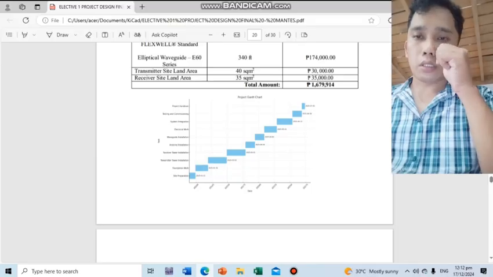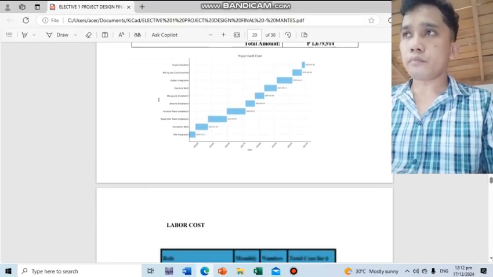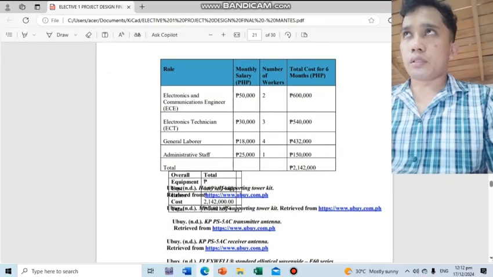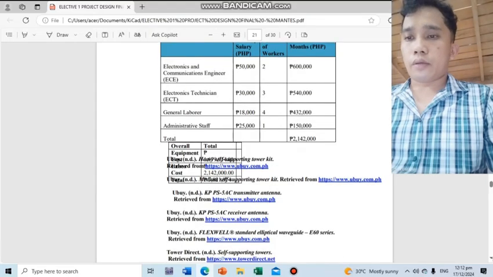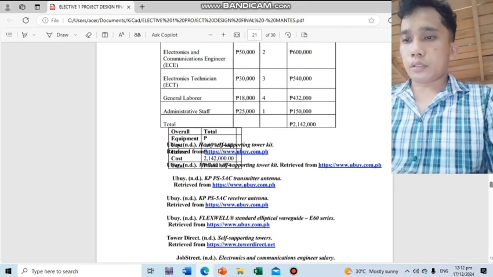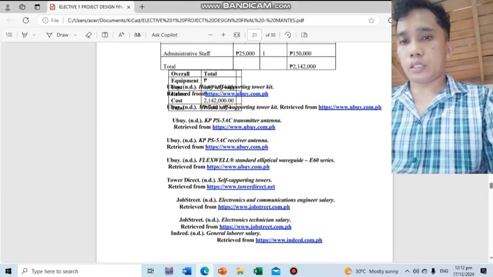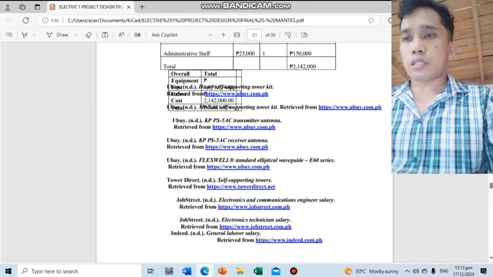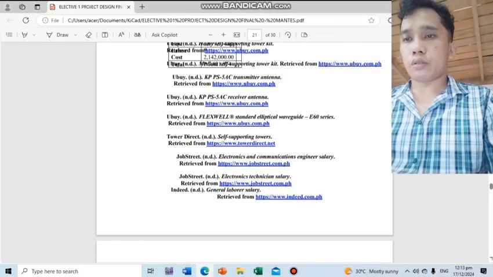And of course, there are also other costs needed in this project that I forgot to input, but they are minimal. And then the links below are the links that I've used in order to estimate or find the value of the equipment cost and labor costs based on the provided information.